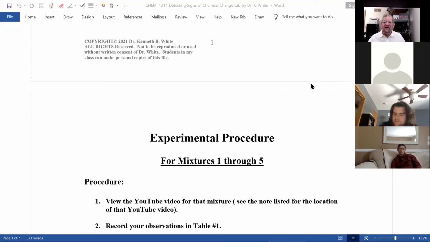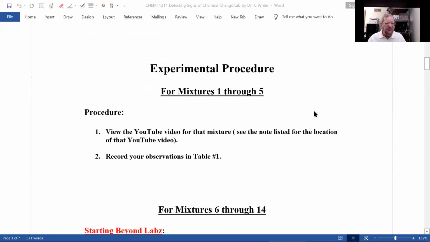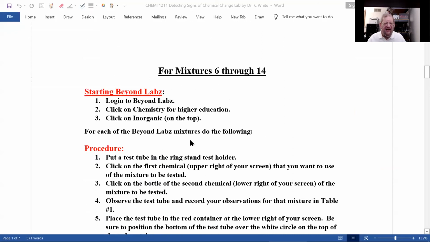All right. Now, there are two parts. The first part is mixtures 1 through 5, and what you'll do is view the YouTube video and then record your observations in table 1. Now, for mixture 6 through 14, you'll use the Beyond Lab Z and you'll log into it, use the chemistry for higher ed. And I'm going to go through this in a little while, then show you how to do this.